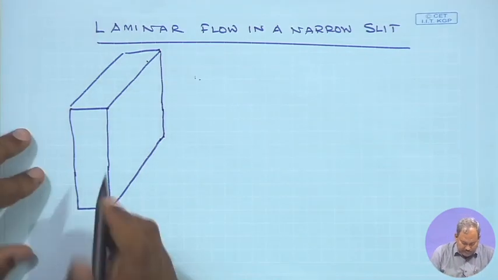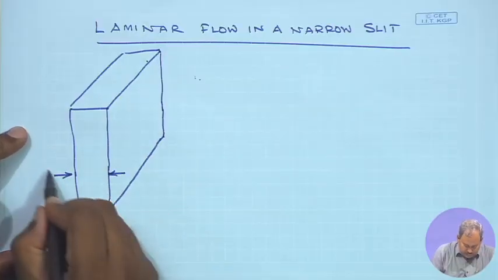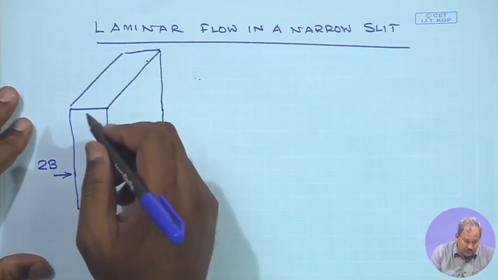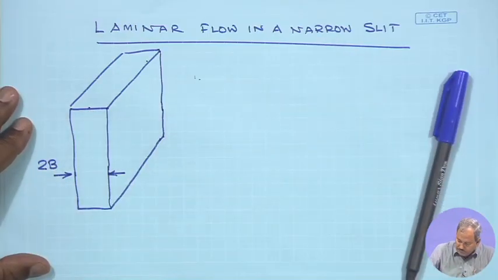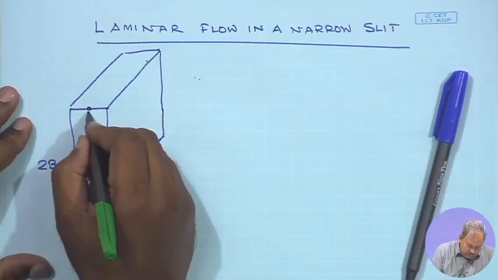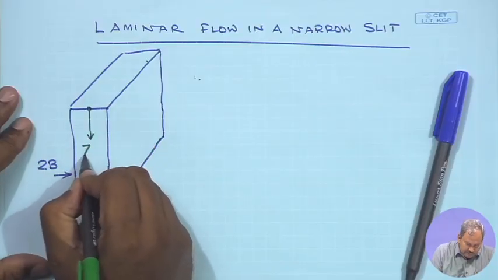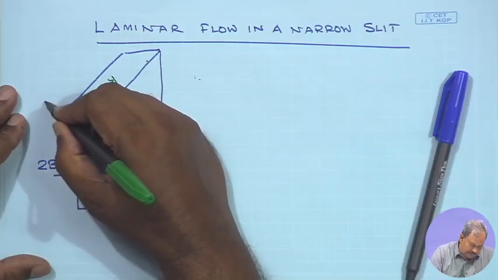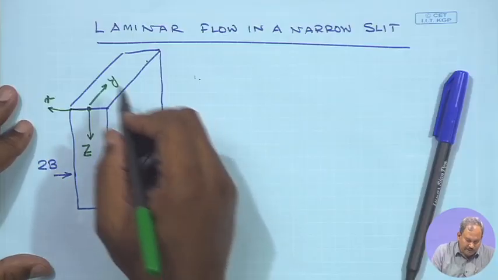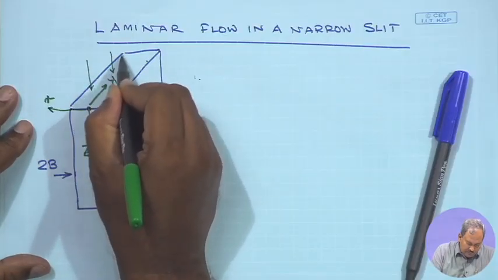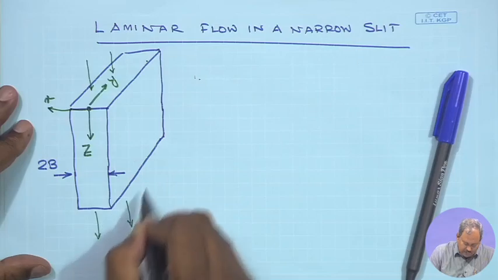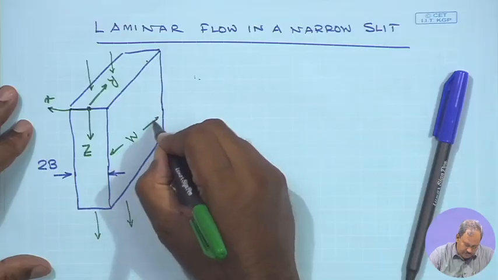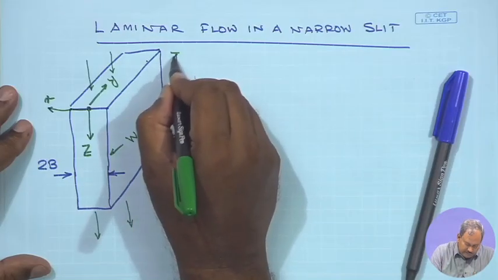So, this is a slit where two plates are situated at a distance of 2b apart. The origin of the coordinate system is here, where this is the z direction, this is y, and this is the x direction. And so, I have flow through this, and the flow comes out through this. The width of it is w, the length of the two plates is equal to L.